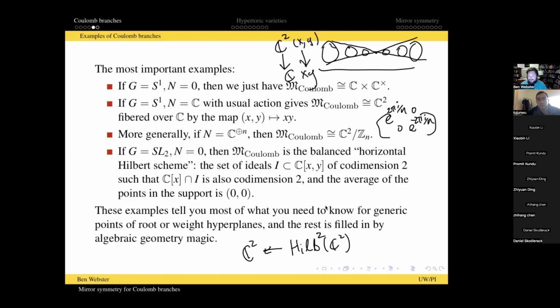Balanced just means I look at this and I say, oh, there's a dumb direction in here. This whole map has a factor of C star coming from, I can translate everything simultaneously. So balanced means I get rid of that by making everything average to 0. The average of the points in the support is 0, 0. And then as I said, that's the blow up. I have to remove a divisor. And the divisor is that I'm making it the horizontal Hilbert scheme.